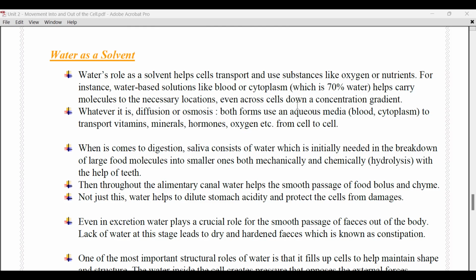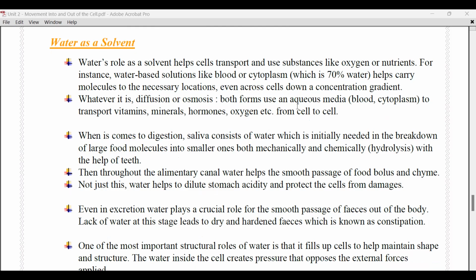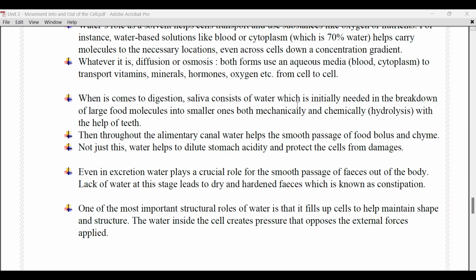When it comes to digestion, saliva consists of water, which is used in the initial breakdown of large food molecules into smaller ones, both mechanically and chemically with the help of teeth. Then throughout the alimentary canal, water helps the smooth passage of food bolus and chyme. Not just that, water dilutes stomach acidity and intestinal alkalinity, thus protecting the internal cell linings. Even in excretion, water plays a crucial role in the smooth passage of feces out of the body, because lack of water at this stage leads to dry and hardened feces, which is the condition called constipation.